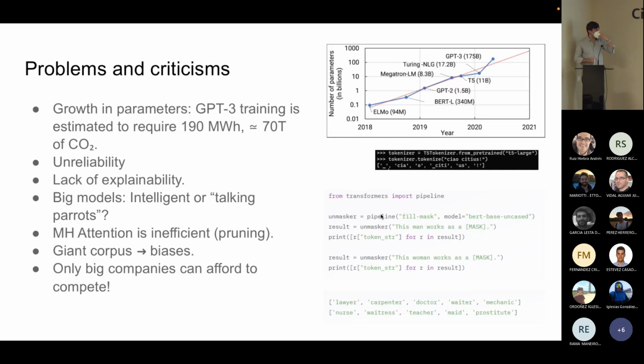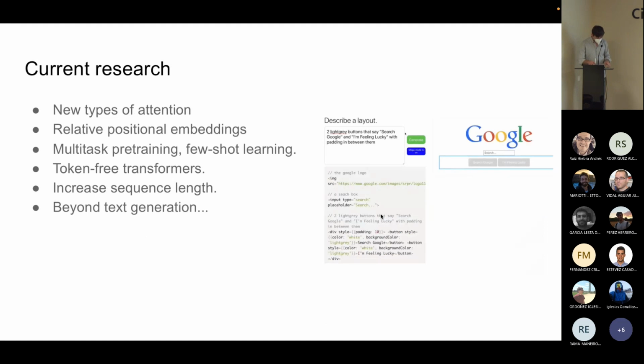Also, when training at these sizes, as we said before, we just scrape from the web all the data and text we can, and we cannot control the biases. We might be scraping a racist website or whatever, and we can't control what we are training with. Current research on the transformer architecture tries to find more efficient ways of doing all of this computation, of removing tokenization, making models capable of different tasks without fine-tuning, multitask learning.